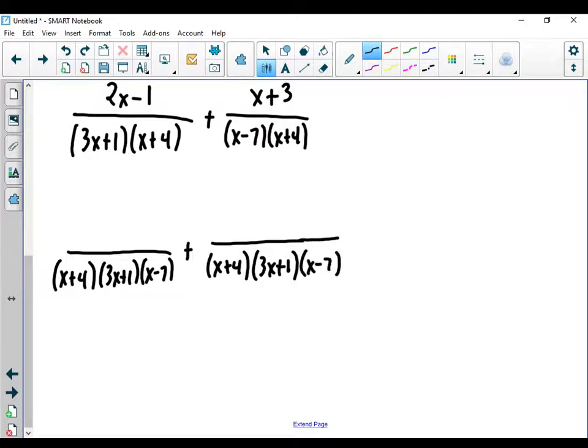Now we make our adjustments. Well, in this first fraction, we had 3x plus 1 and x plus 4, so we had to multiply by x minus 7. So now I have to take eventually 2x minus 1 times x minus 7. I go to the second one, and the difference between those two denominators was multiplying by 3x plus 1. So I've got x plus 3 times 3x plus 1.